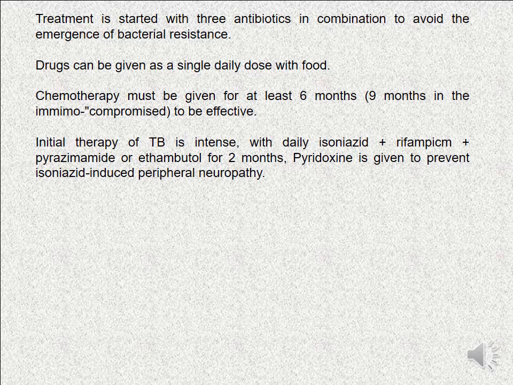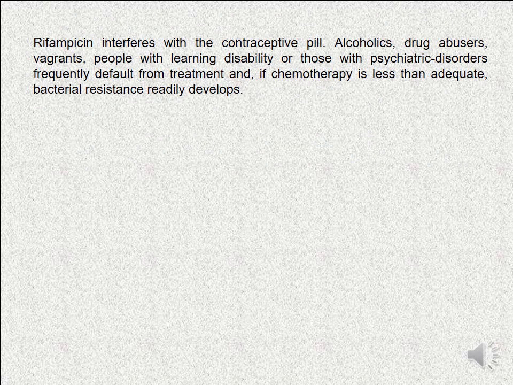Drugs can be given as a single daily dose with food. The chemotherapy must be given for at least 6 months, 9 months in the immunocompromised, to be effective. Initial therapy of tuberculosis is intensive, with daily isoniazid, rifampicin, and pyrazinamide or ethambutol for 2 months. And throughout the 6 months, pyridoxine is given to prevent isoniazid-induced peripheral neuropathy. Rifampicin interferes with the contraceptive pill.